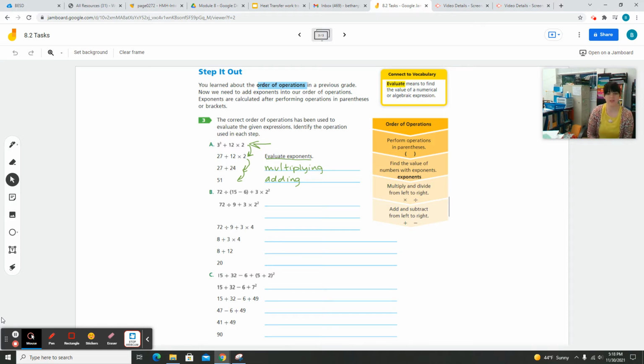Okay. Now for part B, let's do the same thing here. Now, look at the first expression and then the next expression and think about what did they do first. You see the difference between this one and the one below it. So you notice that the 15 minus 6 was moved to a 9, like that. And so that means that the first thing they did was evaluate groups. We evaluated the groups because 15 minus 6 is 9.